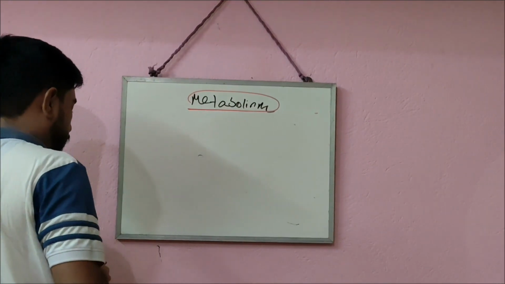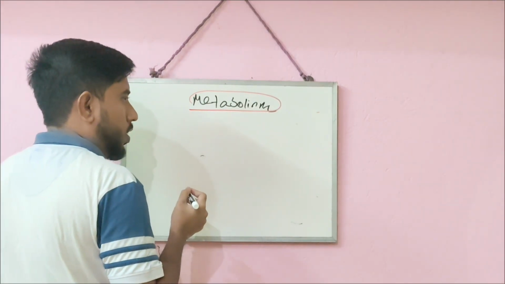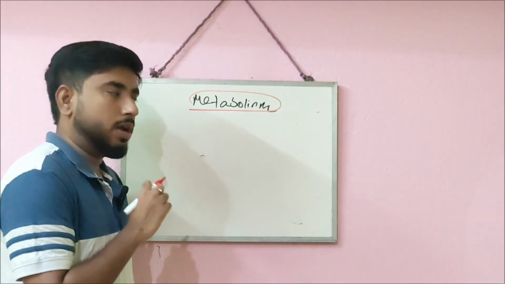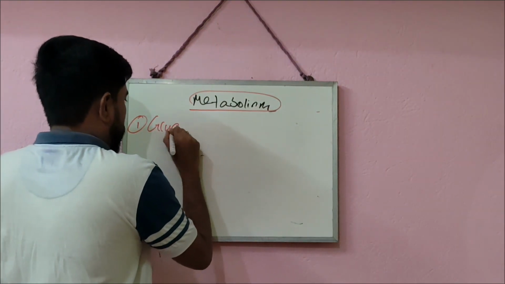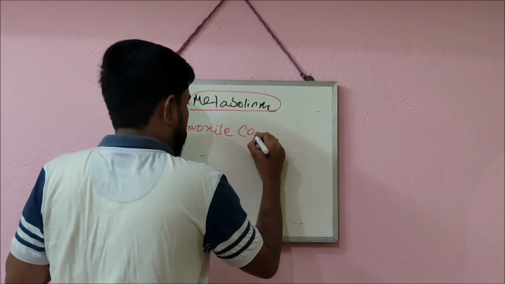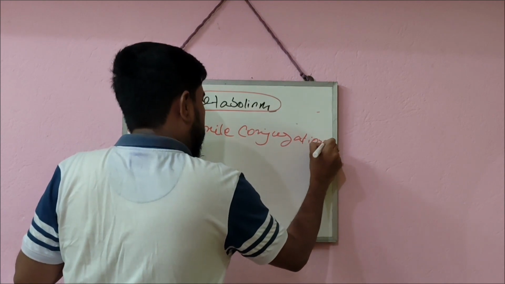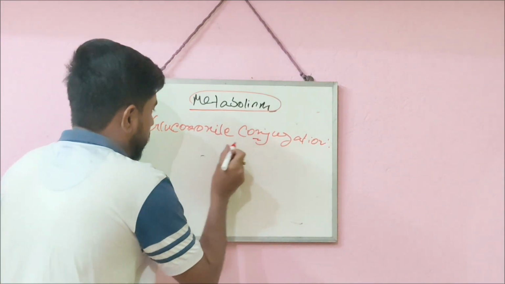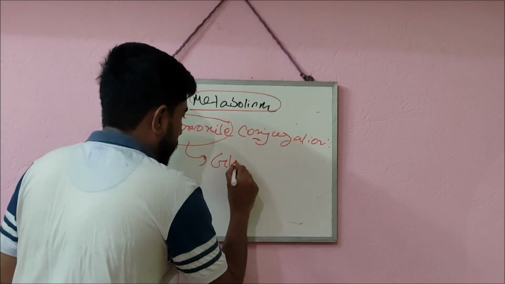In phase 2 reaction, the first and most important process, because most of the drugs going through phase 2 metabolism go through this process, is glucuronide conjugation. What is glucuronide conjugation? We know conjugation means addition or direct reaction with a substance. Here conjugation refers to glucuronide, which means the drug will bind with glucuronic acid.